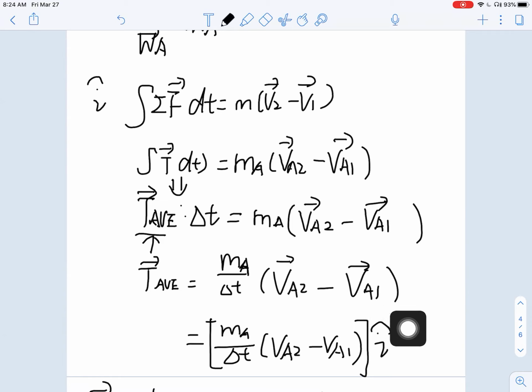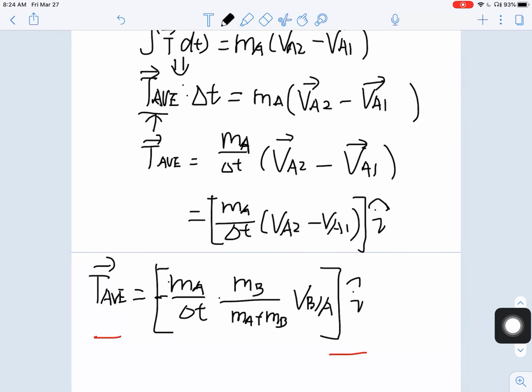And we end up with an expression for T average, which is mA over delta t times vA2 minus vA1 in the i direction. You can substitute vA2 from part A into this expression, and after rearranging everything, you will find T average equals negative mA times mB times vB/A over delta t times (mA plus mB) in the i direction.